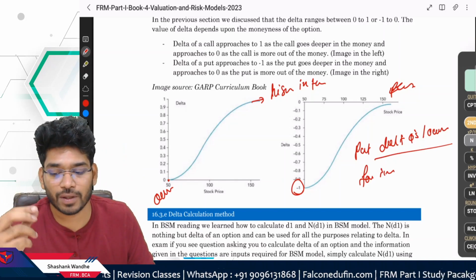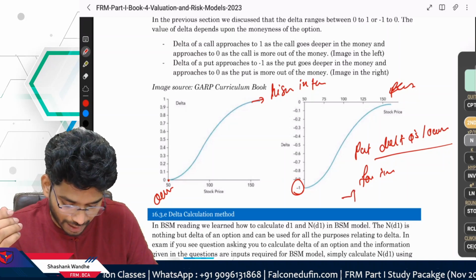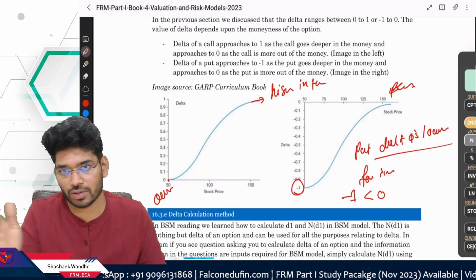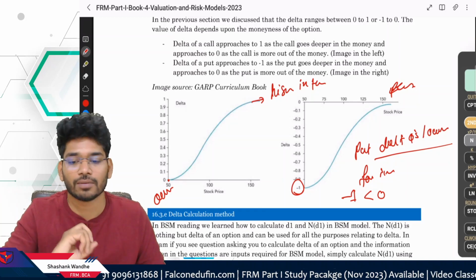Why are we saying this? Because we know -1 is less than 0. So that's why we are saying the lowest. In magnitude terms, both are the same. So delta for the call and delta for the put, both are the strongest.